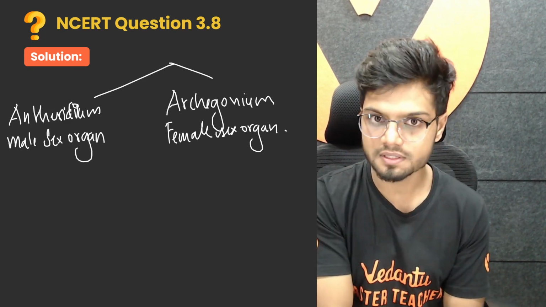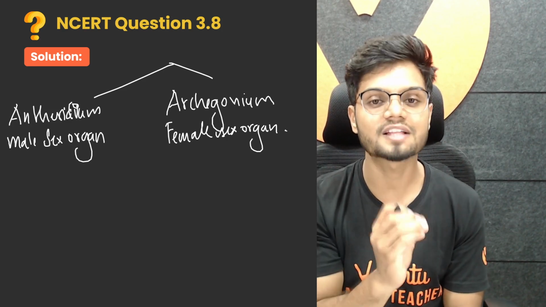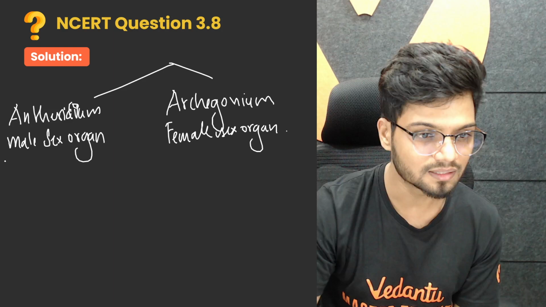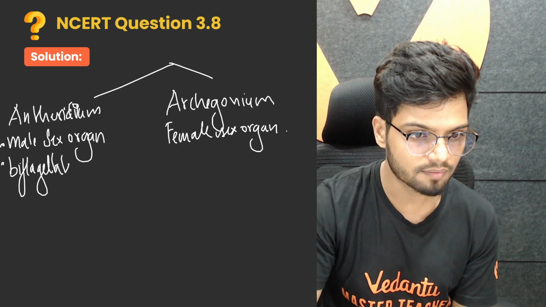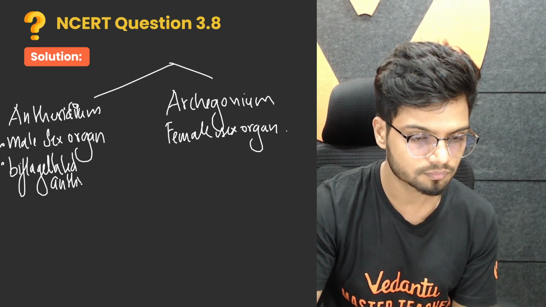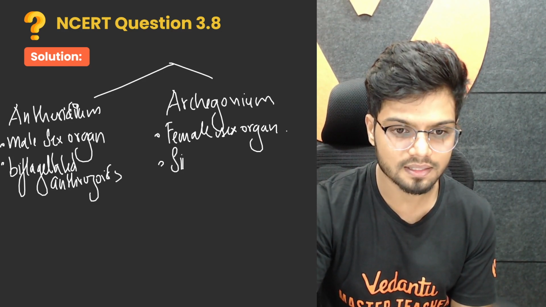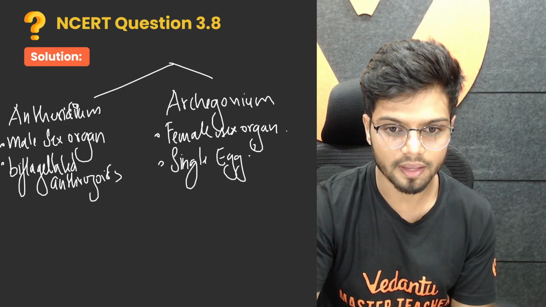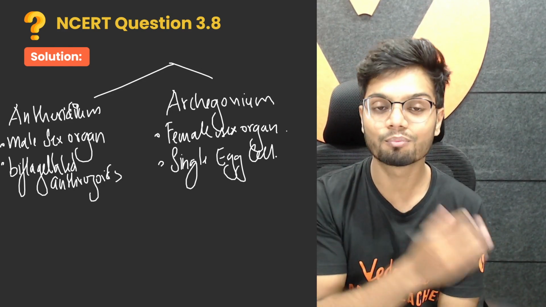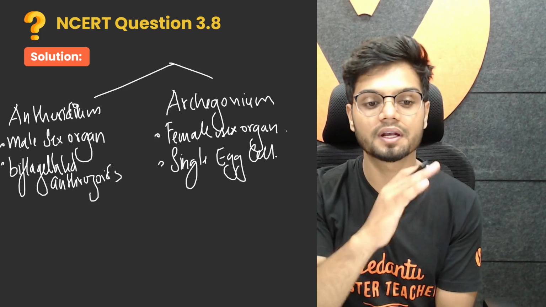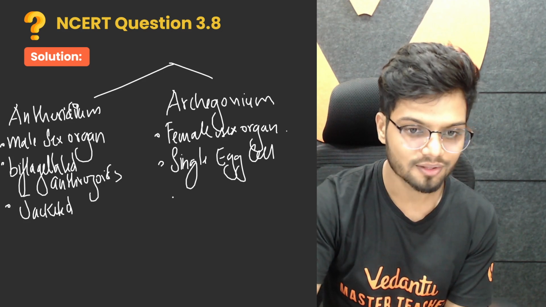Antheridium, the male sex organ, produces biflagellated antherozoids, while archegonium produces a single egg cell. Now both these structures are jacketed. Both structures have a separate layer around them known as a jacket. So these sex organs are jacketed.